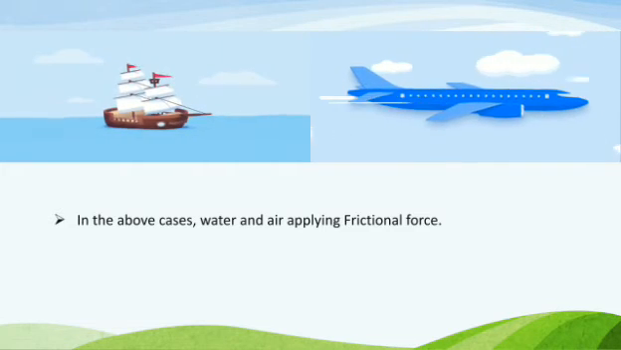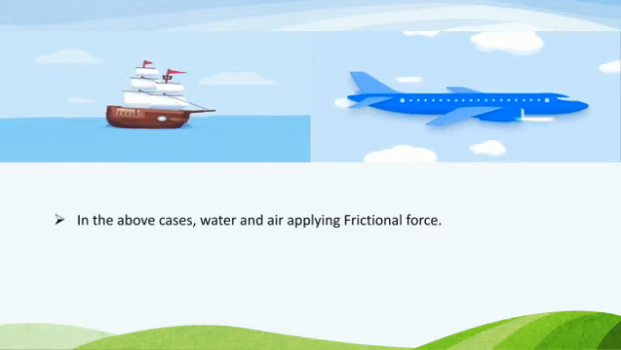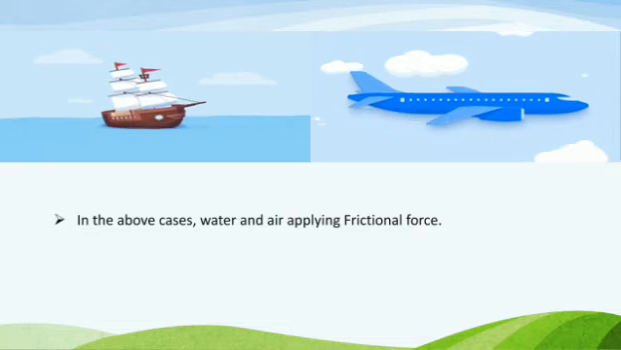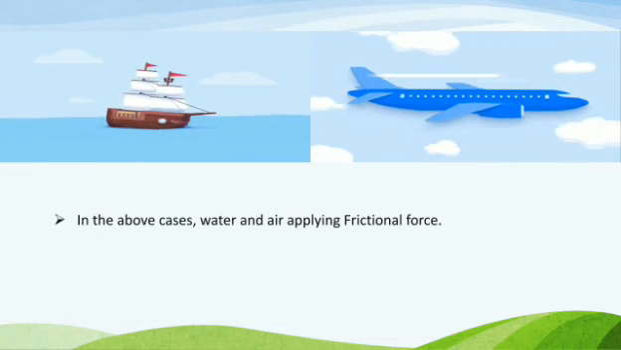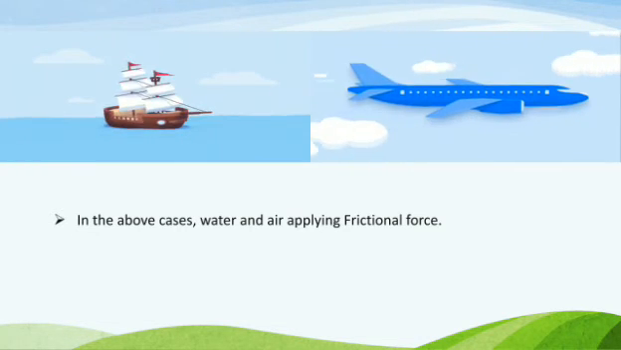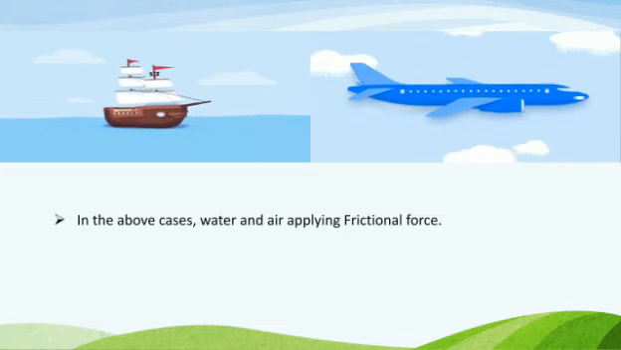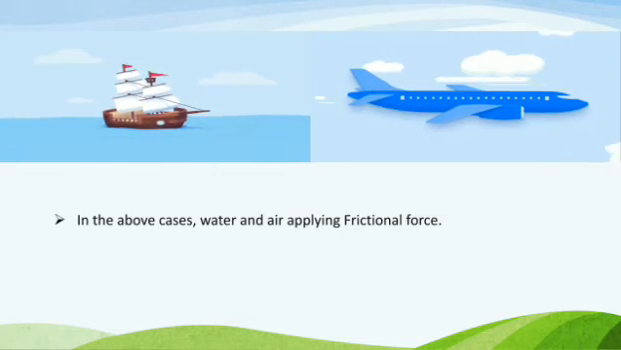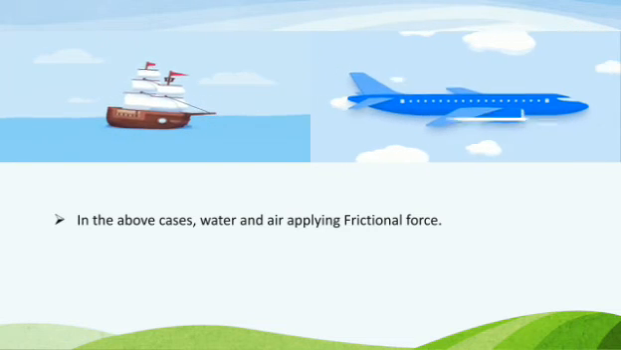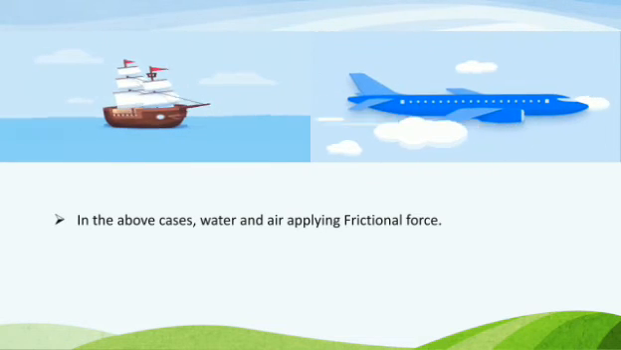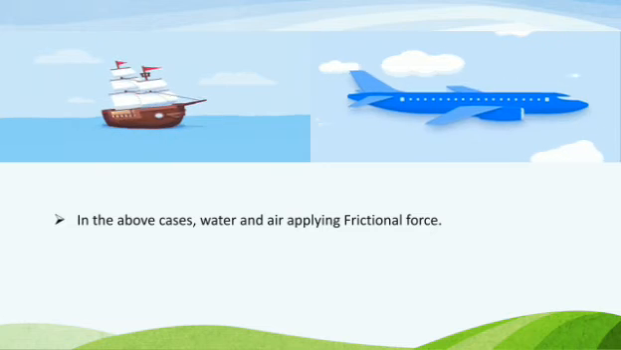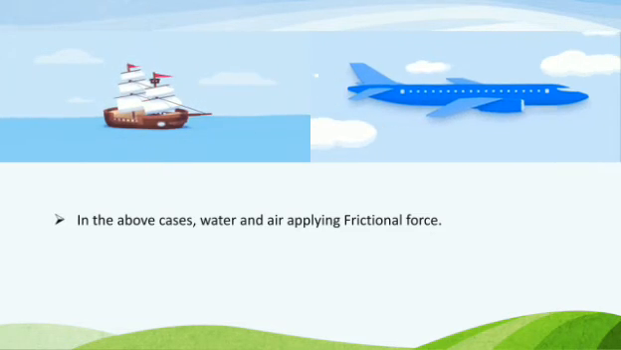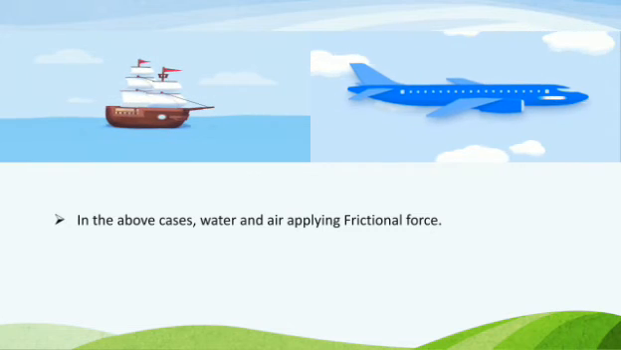That means in the above two cases, if the force responsible for moving the objects is removed, then the motion will stop suddenly. Okay. But in these two cases, the boat and the aeroplane are not in contact with another body. So how can they stop? Who is applying the force to stop them? Can anyone guess?